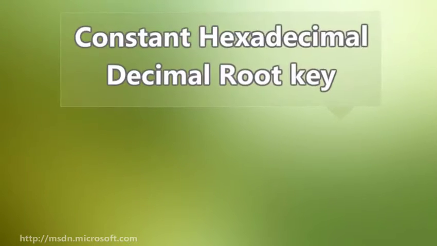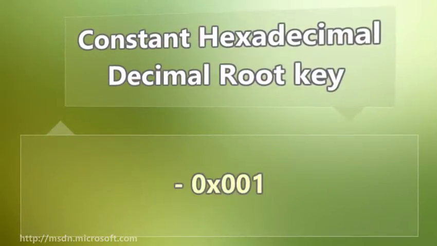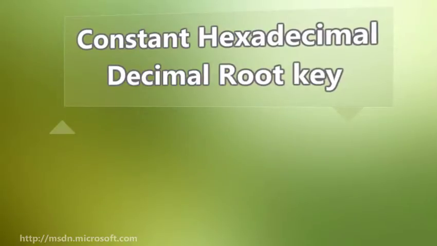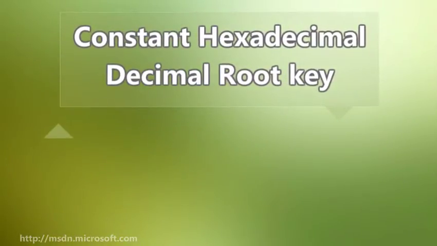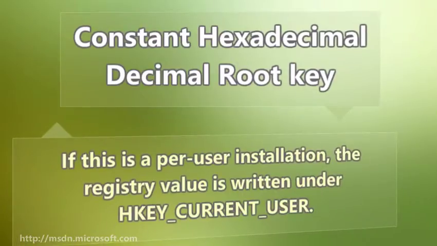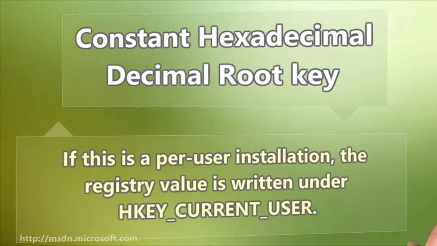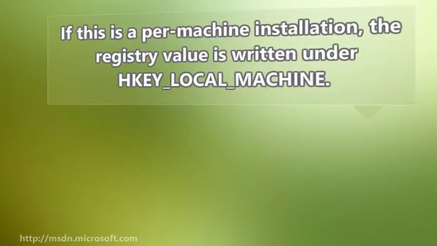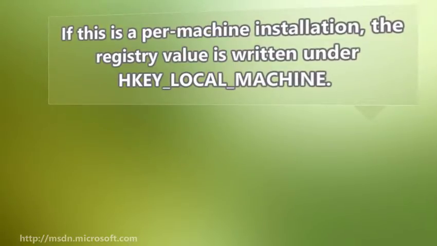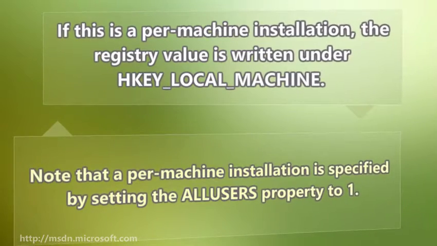Constant, hexadecimal, decimal, root key: -0x001, -1. If this is a per-user installation, the registry value is written under HKEY_CURRENT_USER. If this is a per-machine installation, the registry value is written under HKEY_LOCAL_MACHINE. Note that a per-machine installation is specified by setting the ALLUSERS property to 1.